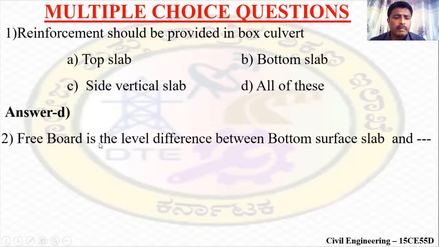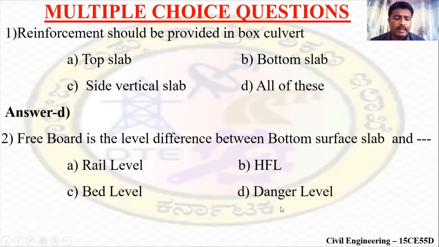Next question, freeboard is the level difference between bottom surface of the slab and dash. Option A, rail level. Option B, high flood level. Option C, bed level. Option D, danger level. Answer is option B. Freeboard is the level difference between bottom surface of slab and high flood level.